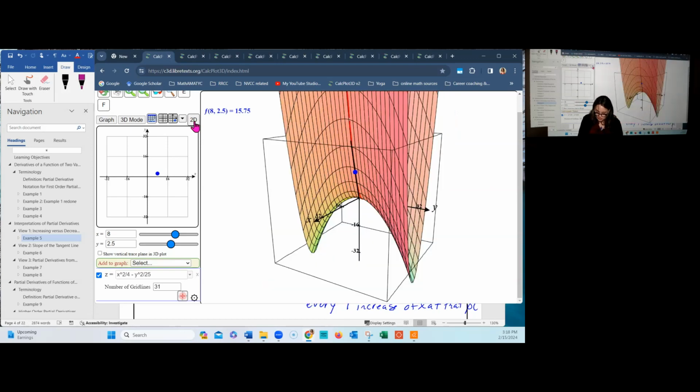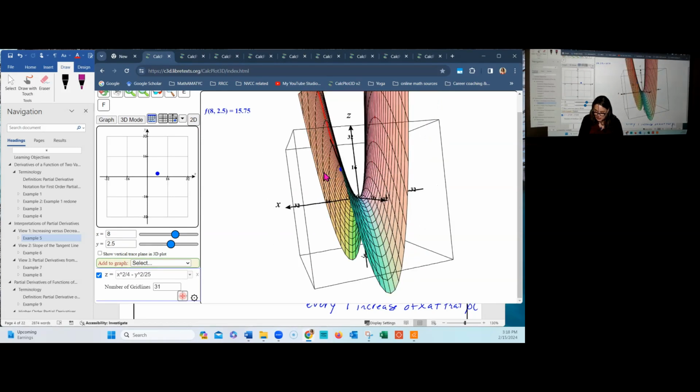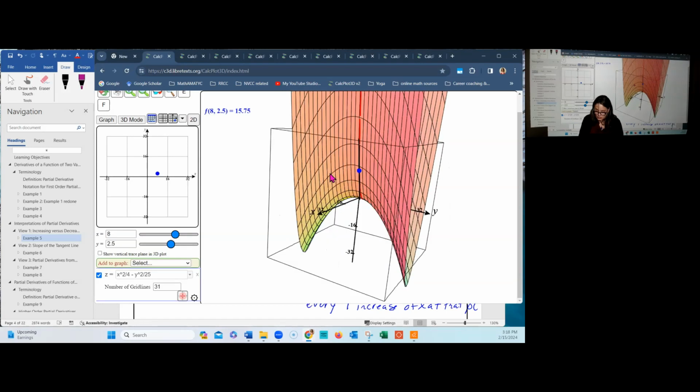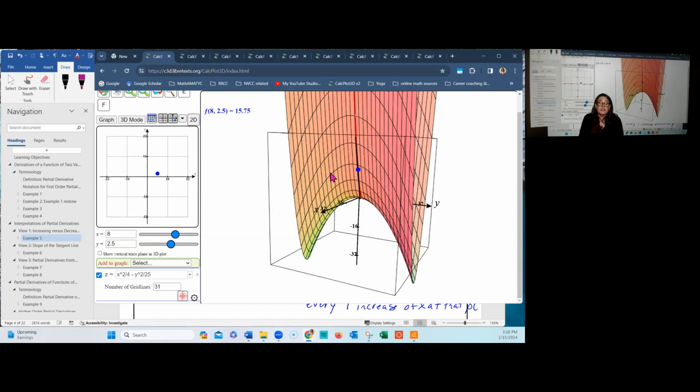Let's go back to the 3D image. This red that you see right here is the partial derivative of the function with respect to x, which is itself, of course, a function. If you want to see how it changes as x changes, you can slide it along that curve, and you can see the tangent line moving.